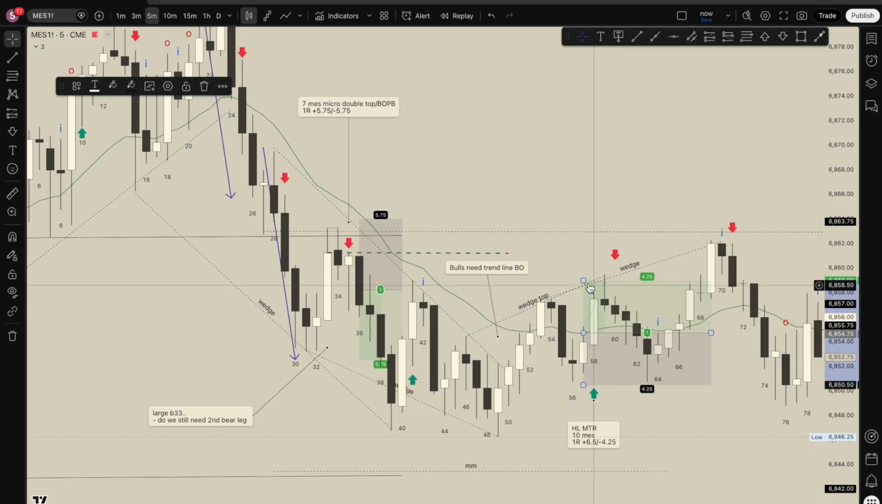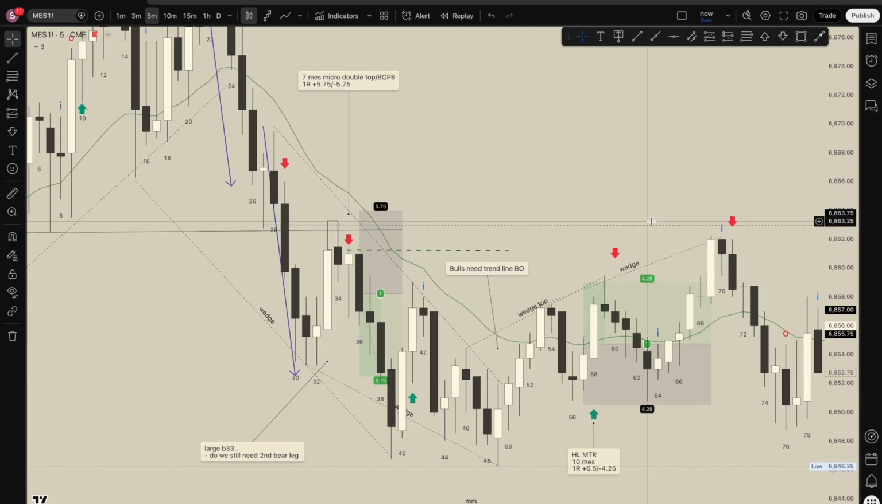I actually had my original targets at this high, at bar 33, but it went down, took away my stop, and went up, and I took profits. I actually moved my targets after this pullback to 1R. I got out on bar 68.